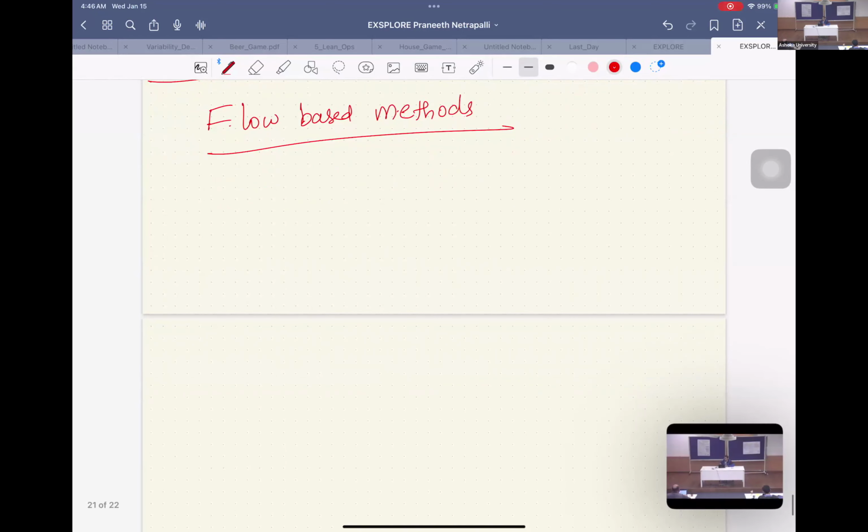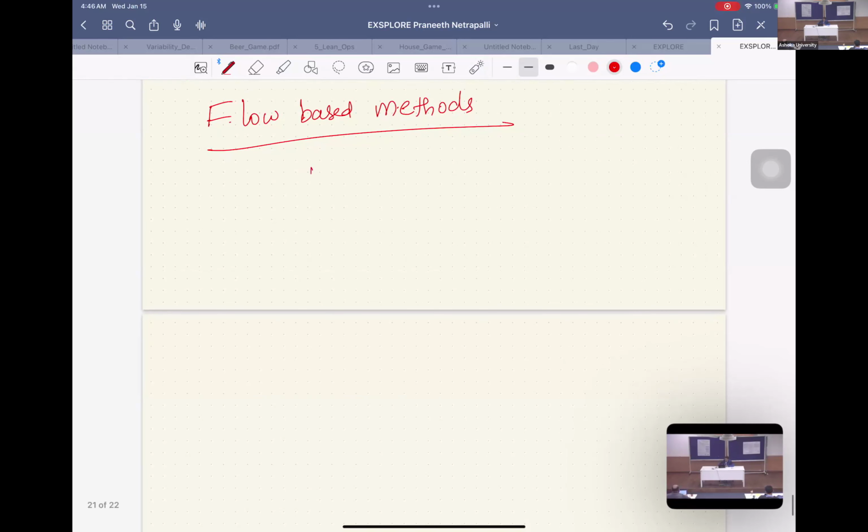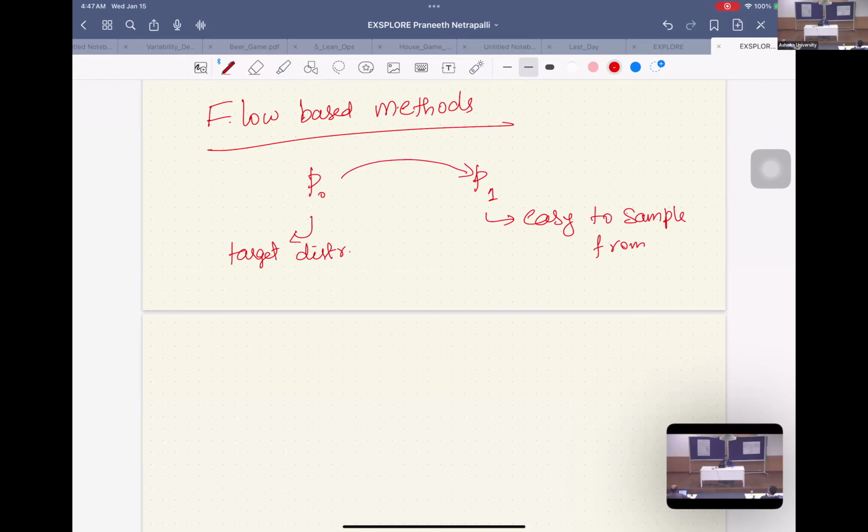Okay, so the main thing that we saw in the previous thing was this noising process, which acted as an interpolation between the target distribution that we want to sample from and some easy to sample distribution, right? So let's say we have P0 and then we have P1. P1 is easy to sample from, and P0 is the target distribution, right? And what the diffusion approach did was it created an interpolation between P0 and P1.